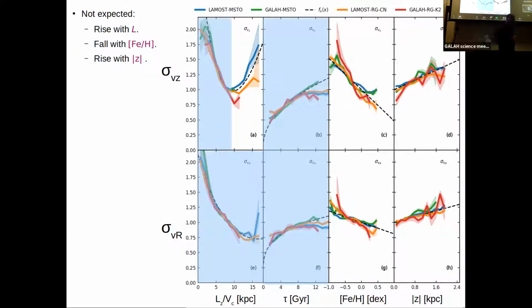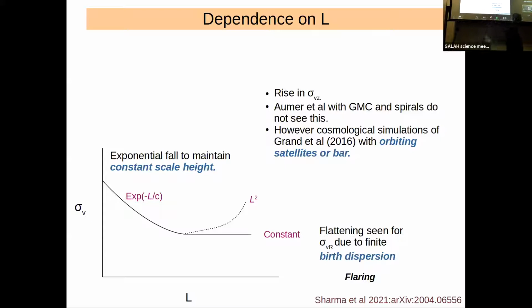So some things were not expected here, like this rise with L and this dependence on metallicity and Z. Now the dependence on Z is most likely because the disk is not in equilibrium, as suggested by McGrath et al., because the spiral arms are close to the plane, and they drive most of the scattering. It takes time for that to propagate upwards.